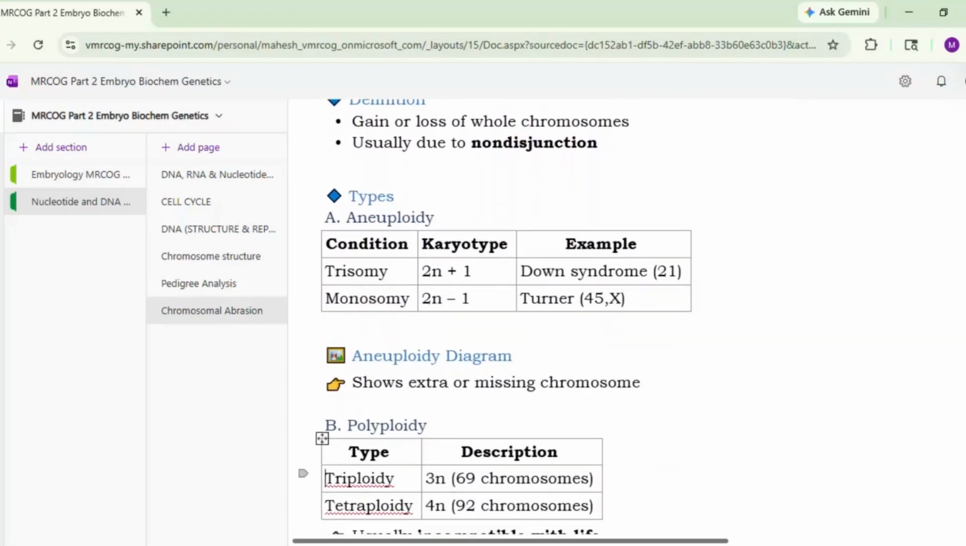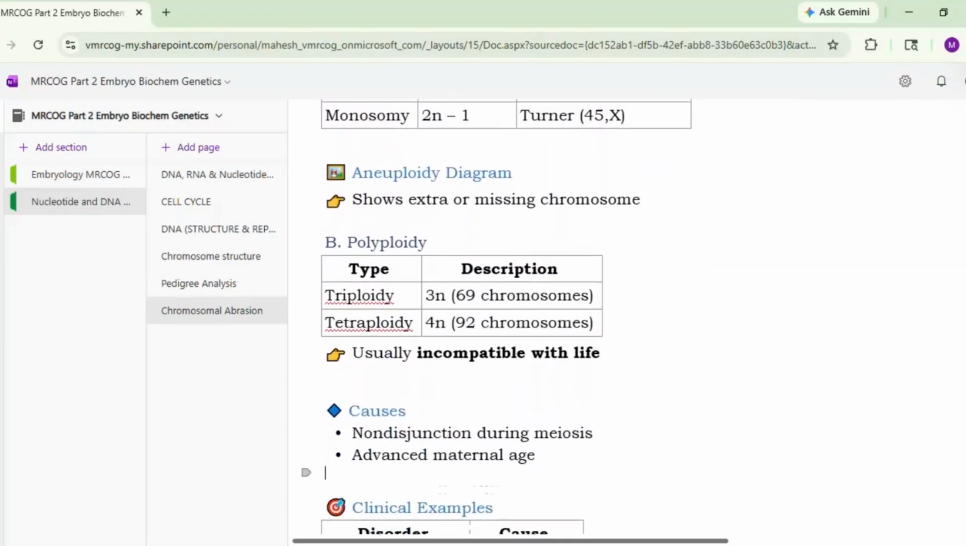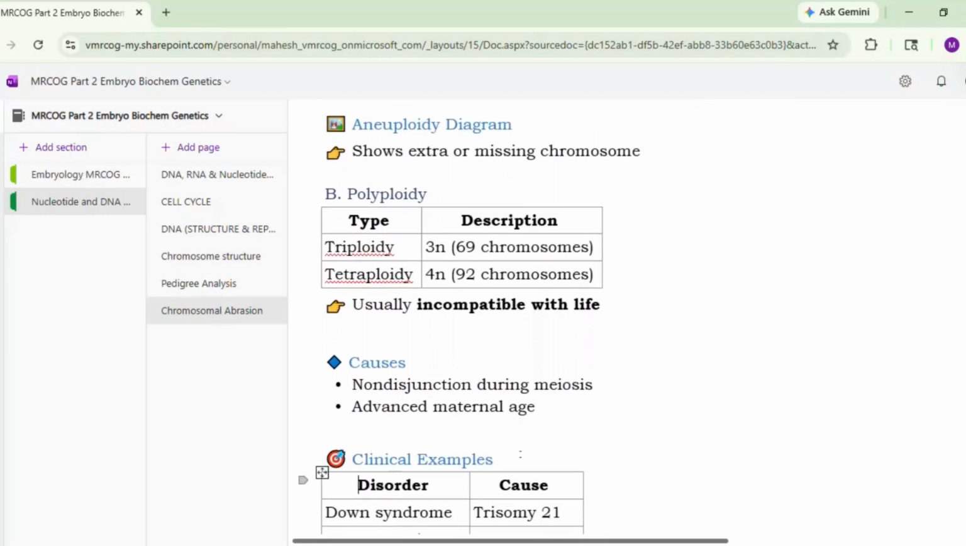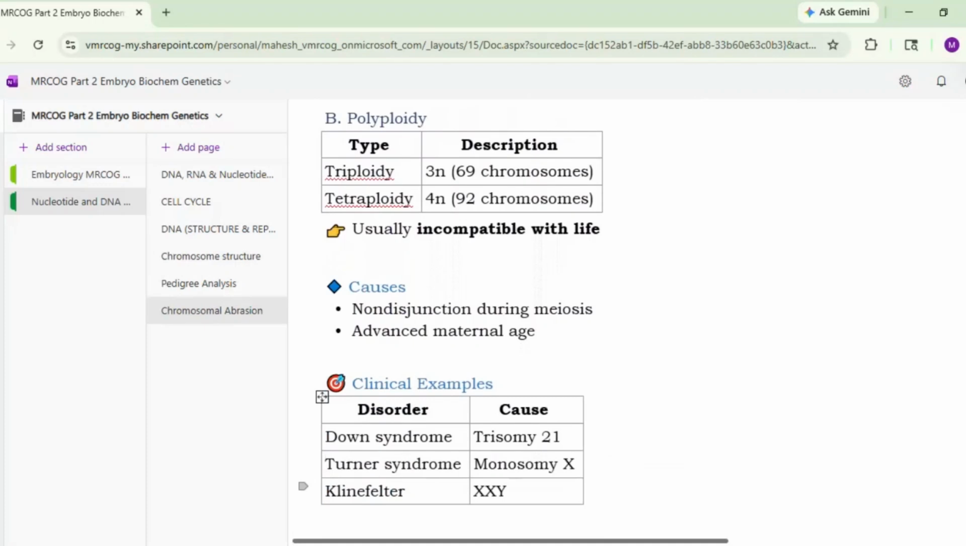The next aberration is polyploidy. What happens in polyploidy? The number of sets itself gets more. So it may be triploidy. Normally we have diploid chromosomes. In triploidy there will be 3n, that is 69 chromosomes. In tetraploidy there will be 4n, that is 92 chromosomes. Usually this is incompatible with life. So polyploidy will be incompatible with life.